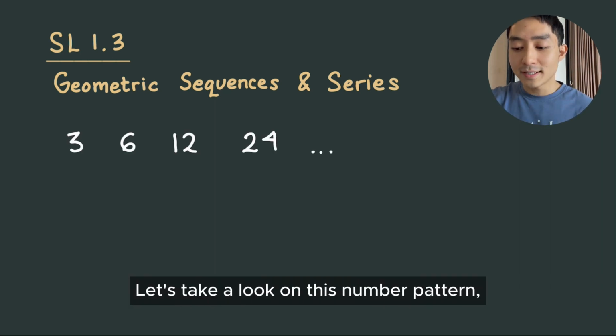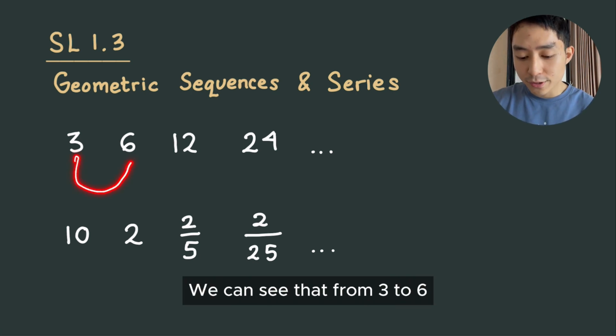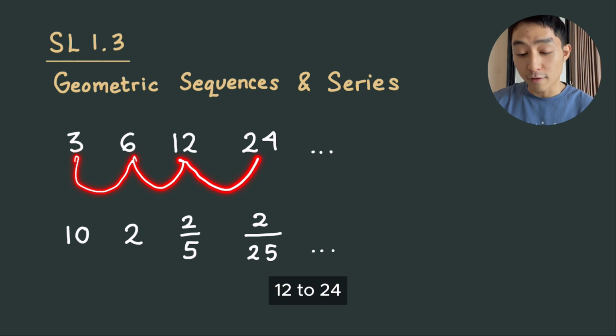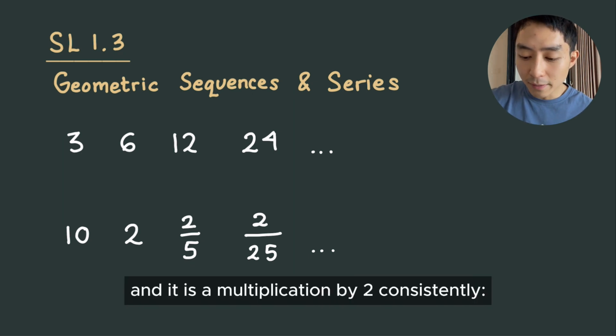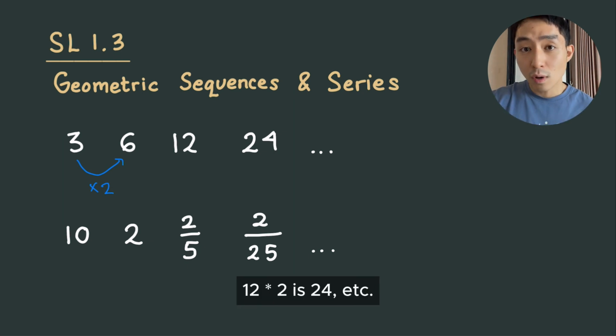Let's take a look at this number pattern and this one. You can see that from 3 to 6, and then 6 to 12, 12 to 24 is a jump with multiplication. And it is a multiplication by 2 consistently. 6 times 2 is 12. 12 times 2 is 24, etc.